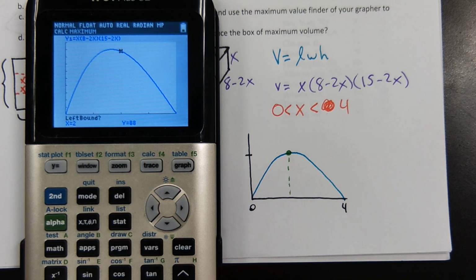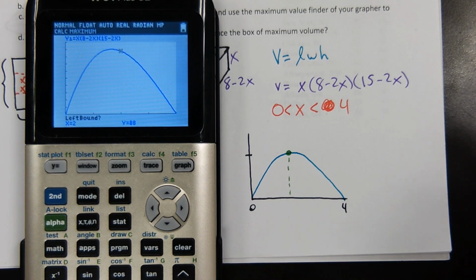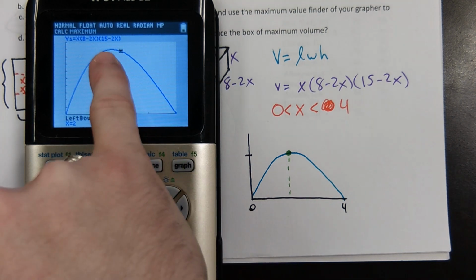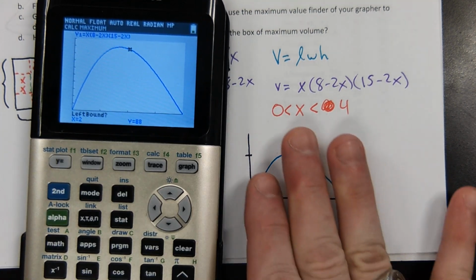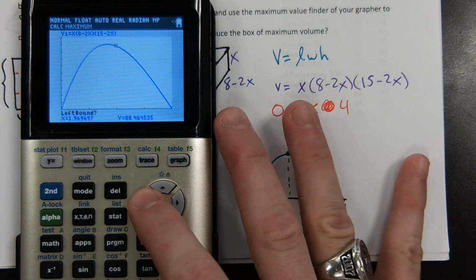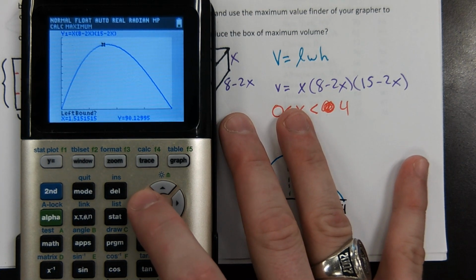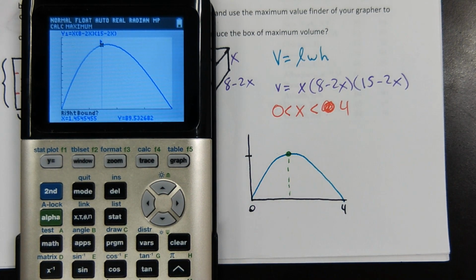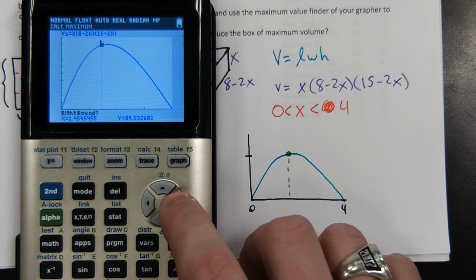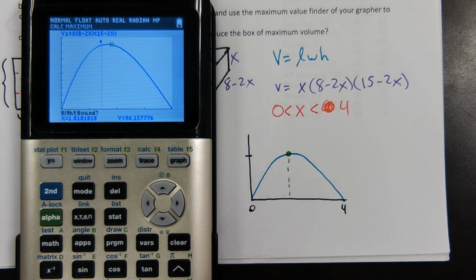Left bound? That means, can you get me to the left of where you know the answer to be? We know the answer is right there at the top of this bump. We just want to know what the top of that bump is. So I'm going to go to the left and hit enter. Then it says, can you please go to the right of where you know the answer is? Sure. That's to the right of where I know the answer is.